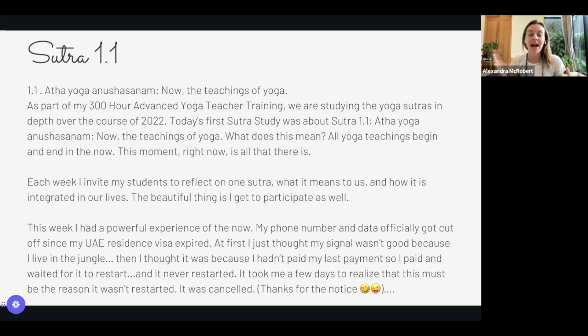So I was writing these daily Yoga Sutra reflections, and this was one that I just wanted to share about: now the teachings of yoga. What does this mean? It simply means this moment right now is all that there is.